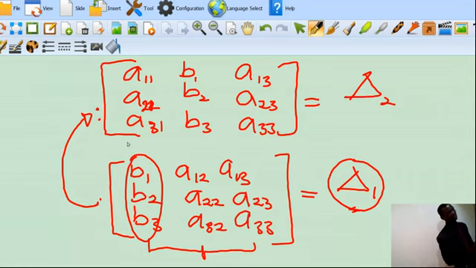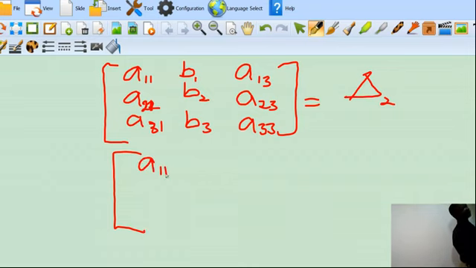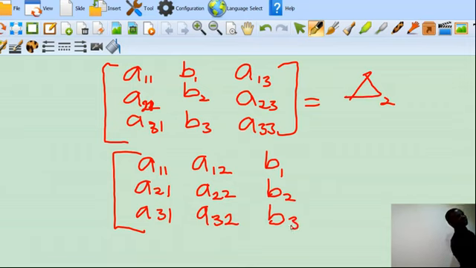Let's see, to obtain our third determinant, apart from the original determinant we obtained the other time. Alright, now you put a vector B towards the last column. You have A11, A21, A31, and A12, A22, A32, B1, B2, B3. To obtain that, if you do the determinant, you obtain your delta 3.